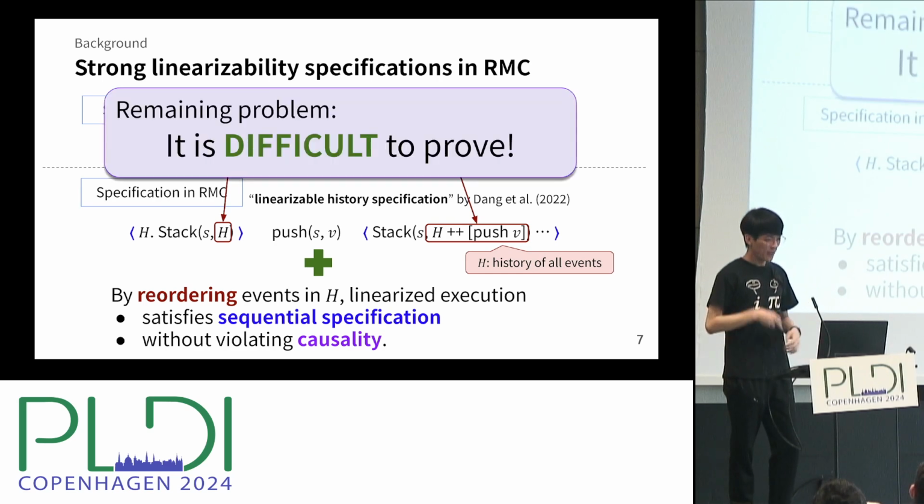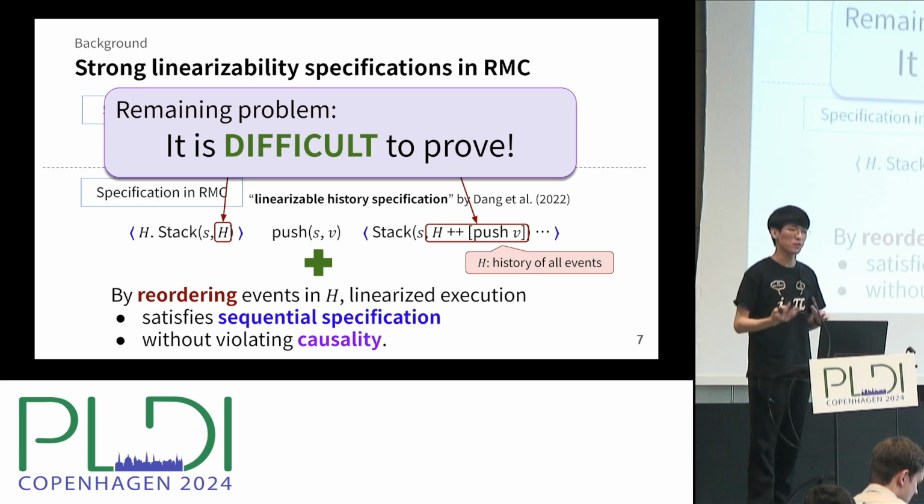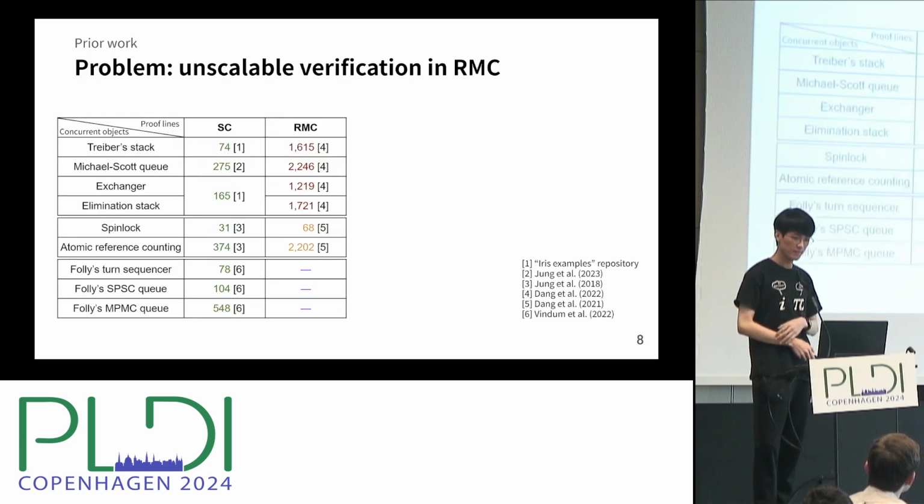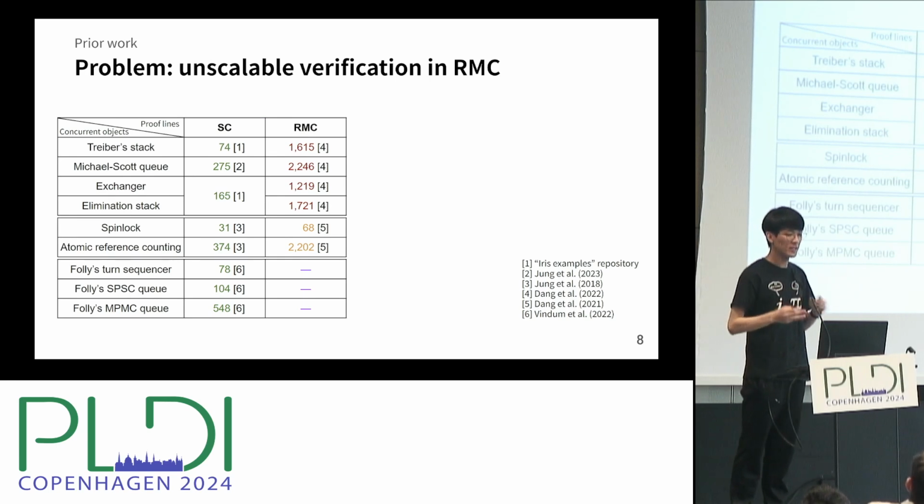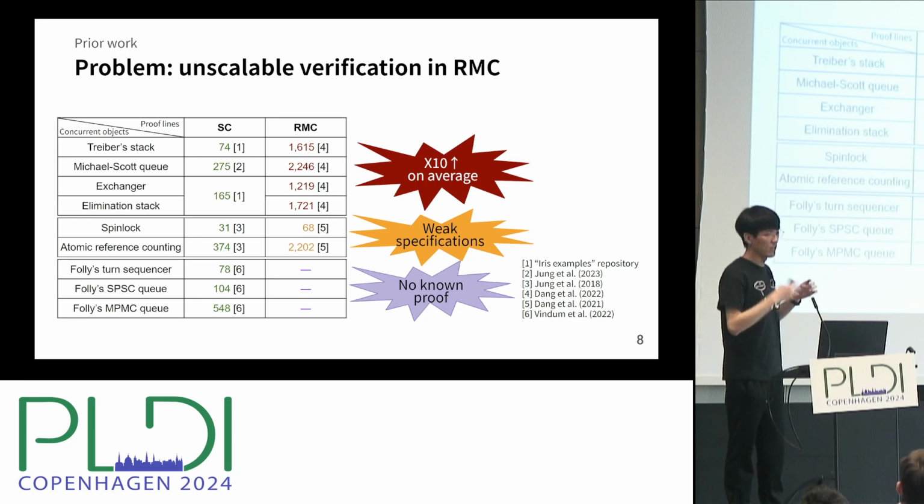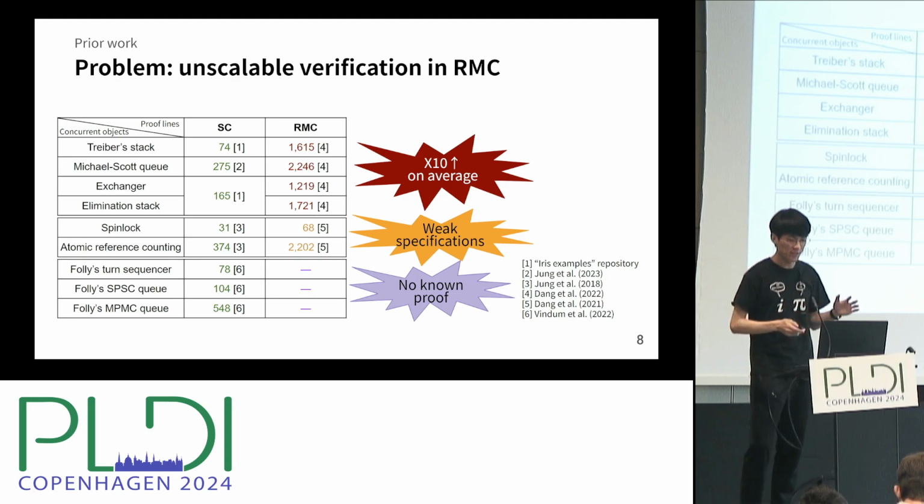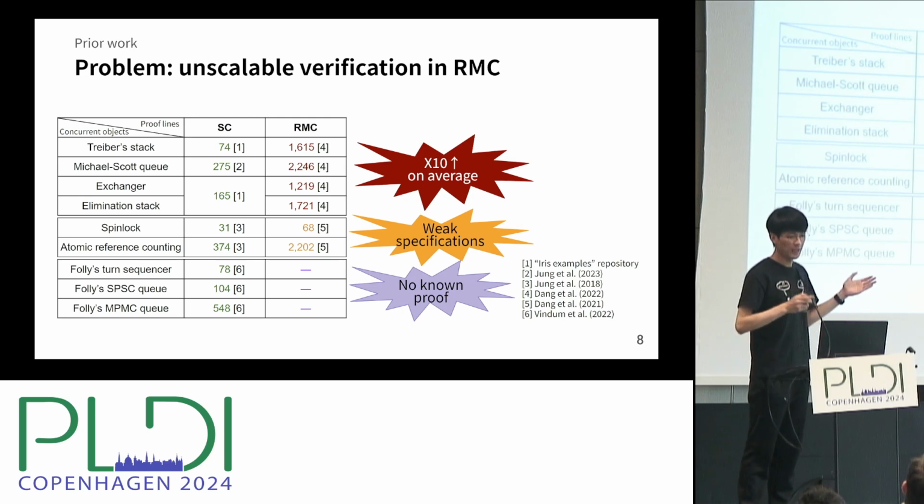Now, it is time to focus on the remaining problem, which is that this style of specification is very difficult to prove in reality. There are several data structures that have been proven correct in weak memory consistency. And we found that to verify data structures in weak memory consistency, we have to spend about 10 times more proof effort. So as a result, some data structures are only verified against weak specifications, and some data structures have not been proven yet.